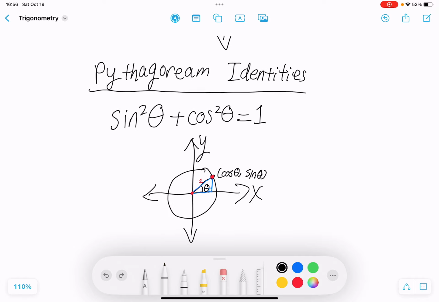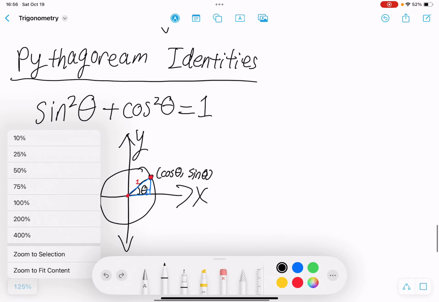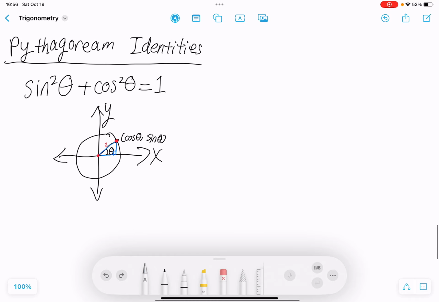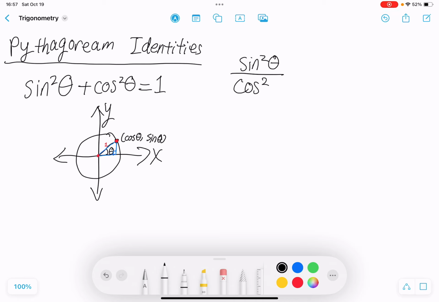Another identity we can derive from this is by dividing both sides by, let's try, cosine theta squared. If we divide this, we have sine theta squared over cosine theta squared, plus 1, because cosine theta squared divided by itself is just 1, and this is going to be 1 over cosine theta squared. Now, this looks kind of weird, but we know that sine theta over cosine theta is tangent theta. So this is just tangent theta squared.